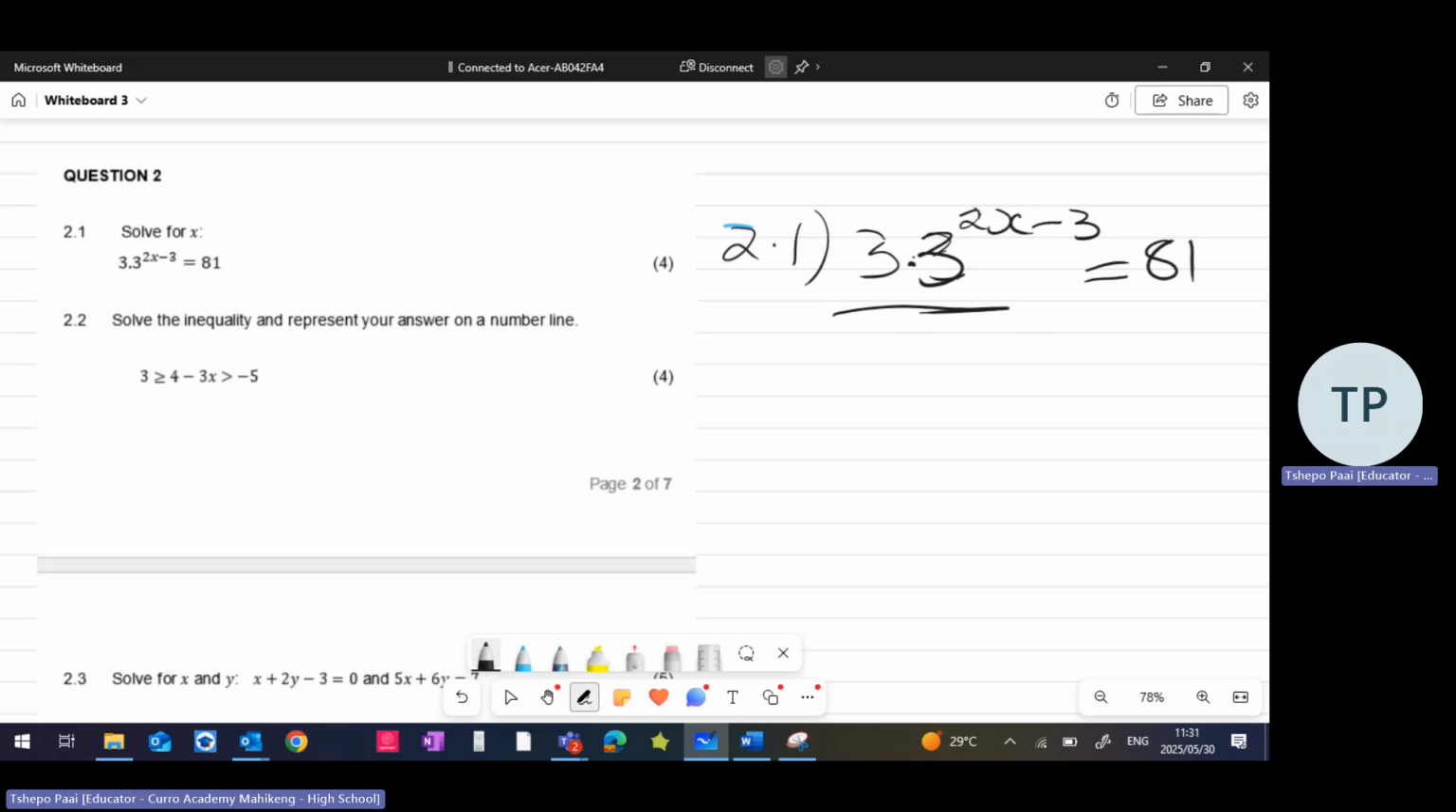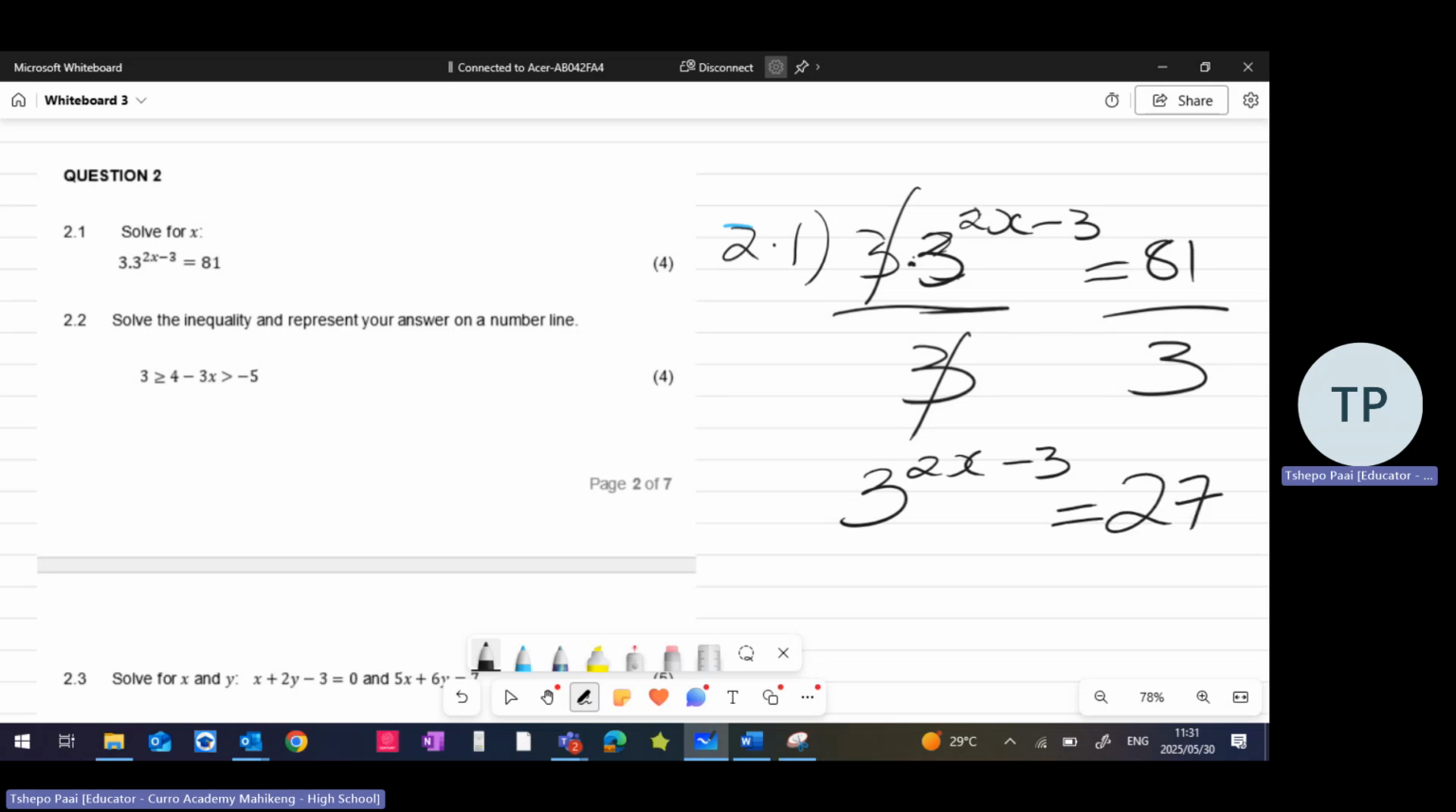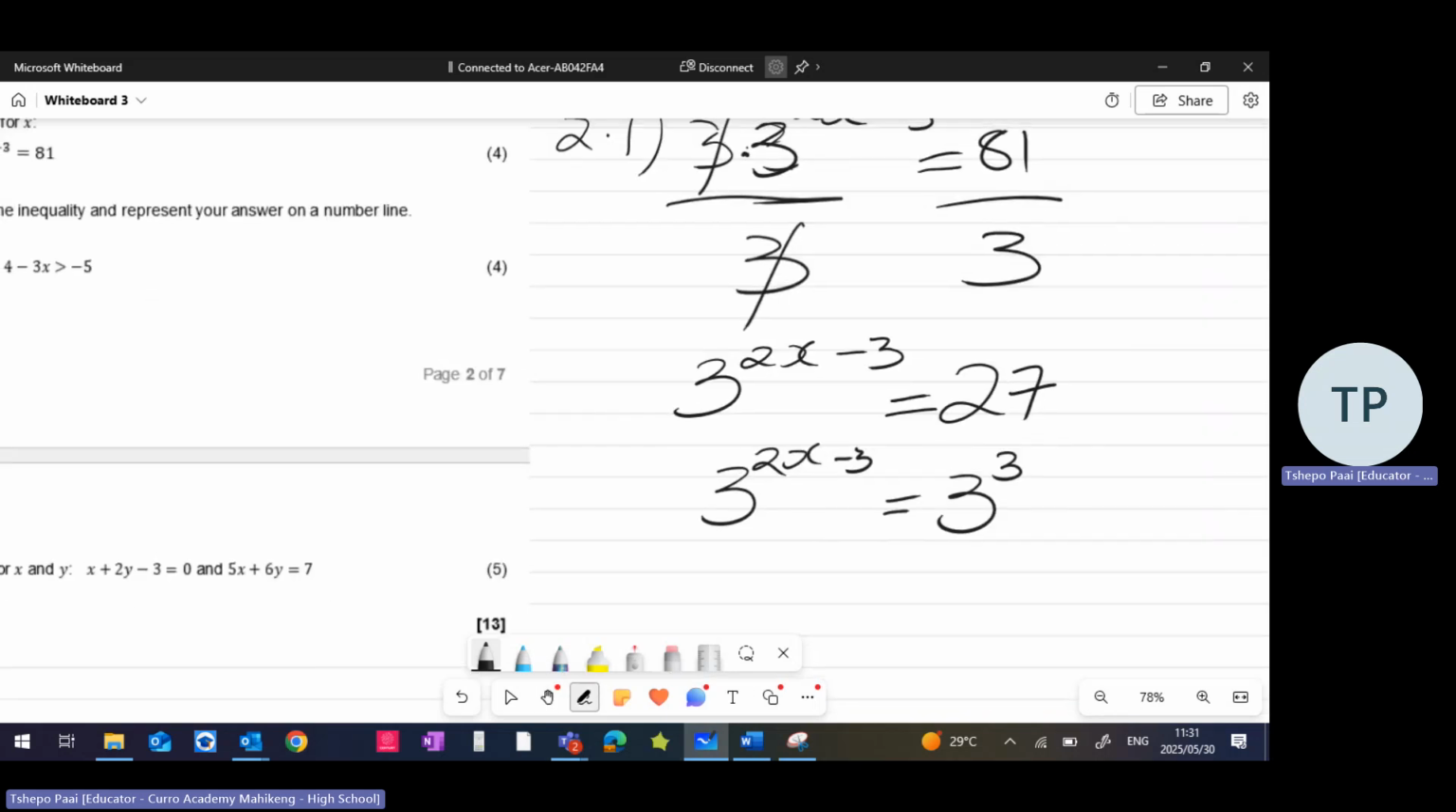What I can do straight away, I can divide by 3 both sides, so that these 3 cancel out with these 3. So what will I remain with? 3 to the exponent 2x minus 3 equals, what is 81 divided by 3? It will give me 27. 27 can be written as 3 cubed. We are writing 27 as 3 cubed because we want the bases here to be the same.